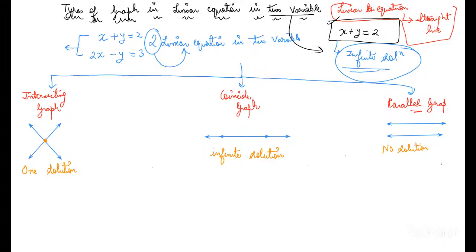Okay. Now, listen, guys. This is also called a dependent pair of linear equations.